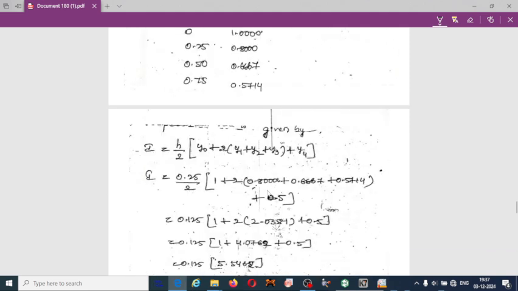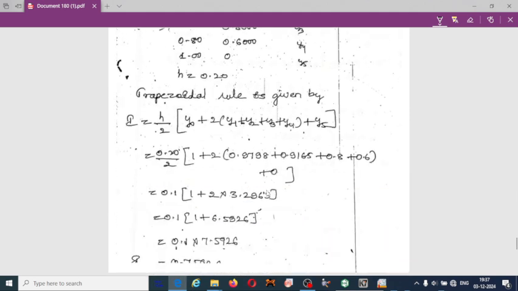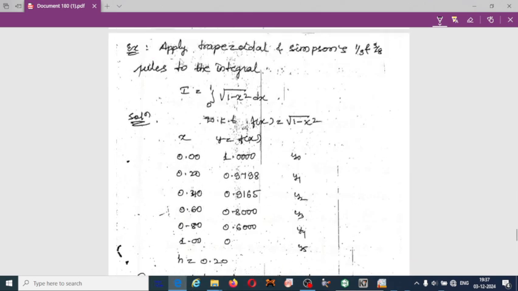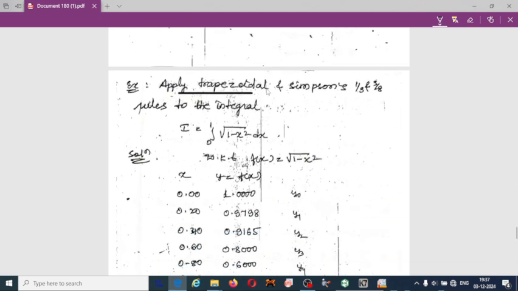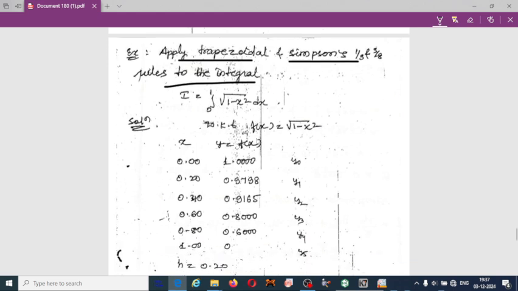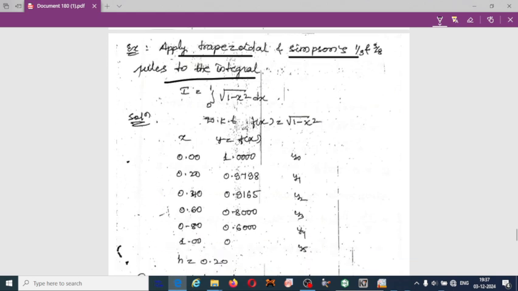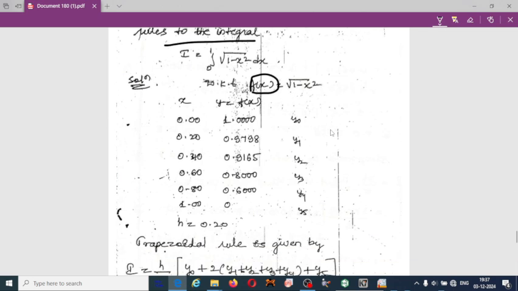So let us go for another example. Apply trapezoidal, Simpson 3 by 8 and 1 by 3 rule for the given integration. I is equal to the integral from 0 to 1 of root 1 minus x squared dx. So here f of x is what? Root of 1 minus x square.